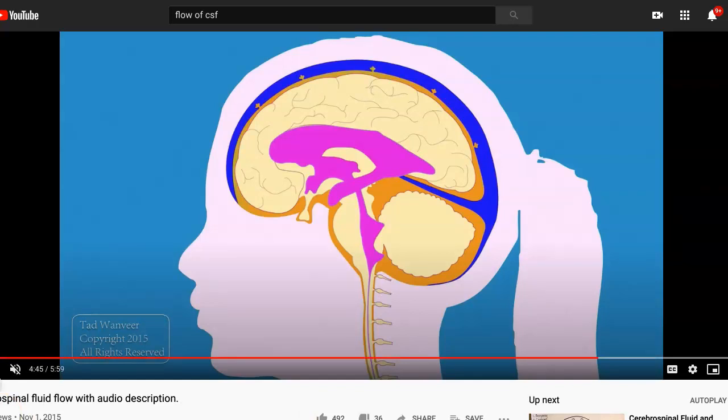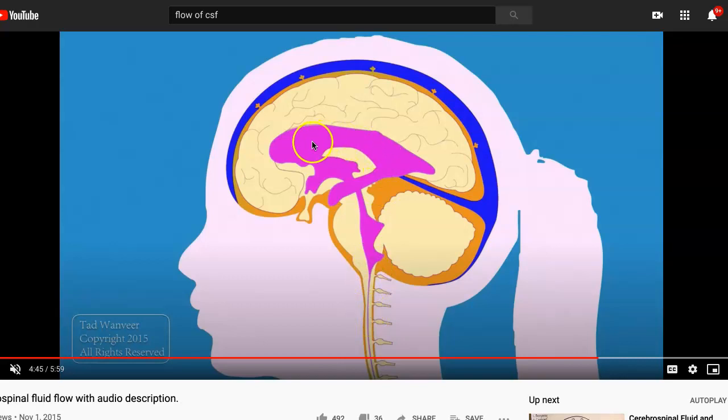So now we have the CSF in our subarachnoid space. So here we have our CSF. Why is that important? Why am I talking about this so much? I want you to understand that, number one, CSF is made in the ventricles, right? And it leaves the ventricular system through the fourth ventricle, which takes it into the subarachnoid space and down into the central canal of the spinal cord.